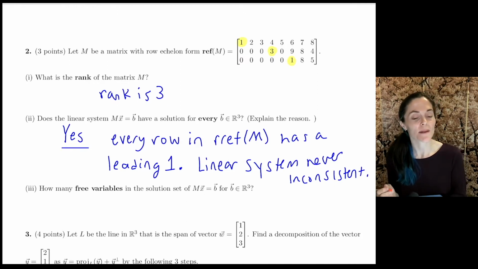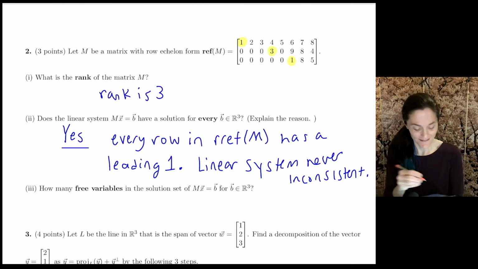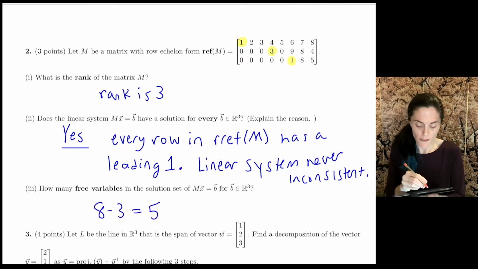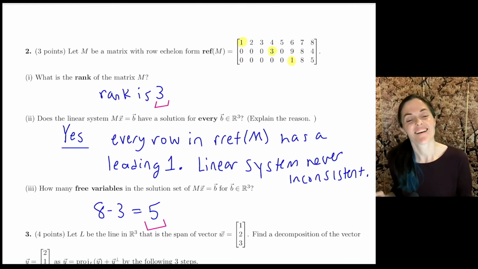Now the third part, how many free variables do we have? Well, the free variables correspond to the columns where I've not highlighted a pivot position. You can see it's labeled, we have 8 columns. We have 3 pivot positions. And so the answer here is 8 minus 3, which is 5. This is my answer here. And this is my answer here.